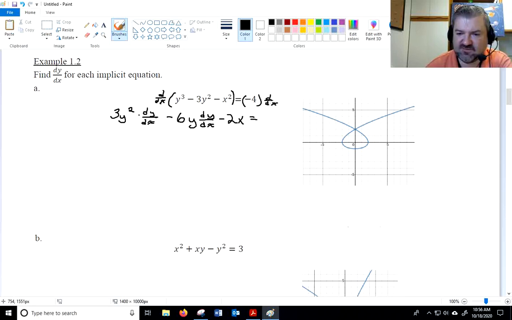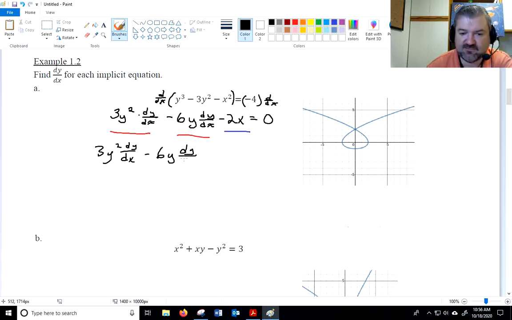Negative 4 times, taking the derivative with respect to x of negative 4, well, that's the derivative of a constant. That's 0. Okay, so now the name of the game is we simply need to use algebra to isolate this dy over dx. And it turns out the algebra is pretty easy because we're going to be factoring out a common factor that's the power of 1. So the trick is to get every term that has a dy dx on one side and every term that does not have a dy dx on the other side. And usually you can do that in 1 or 2 steps. Sometimes you have to distribute first or something like that. This one here is pretty straightforward though.